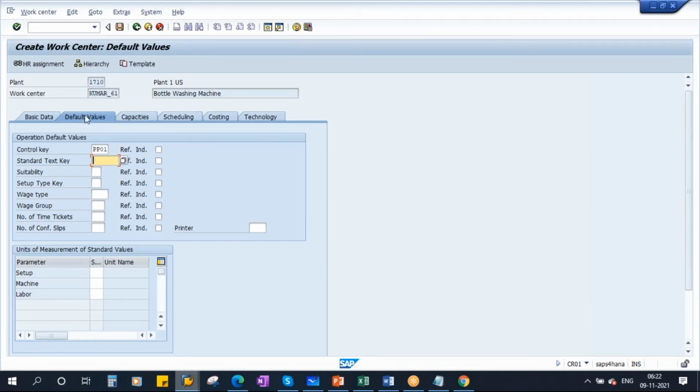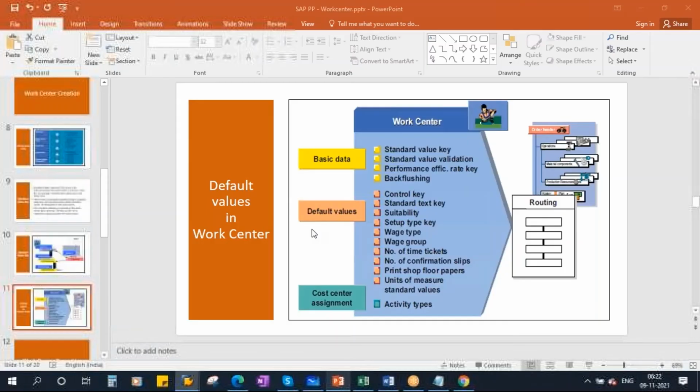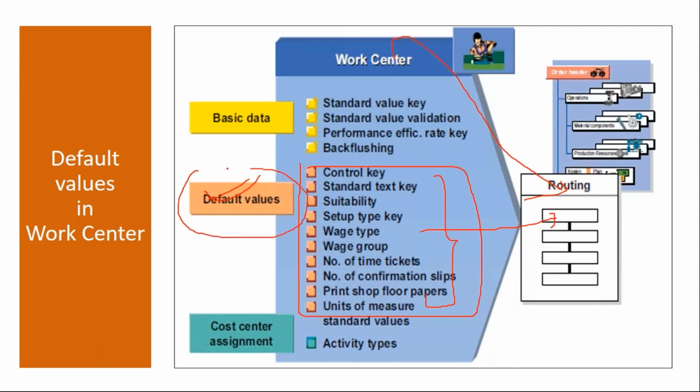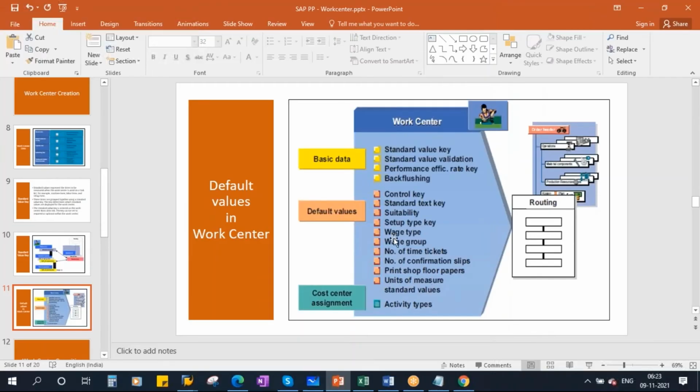Basically why this tab is called default values means whatever information you maintain in the default values tab, when this work center is assigned to the routing, to the operation, all the information from here gets copied to the routing operation by default. That's why this tab is called default values tab. This copying of information to the routing operation I will show you tomorrow when we go to routing. So that is default values.